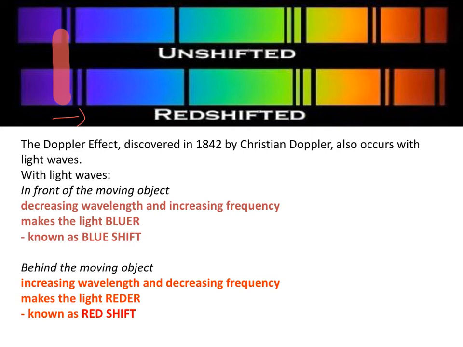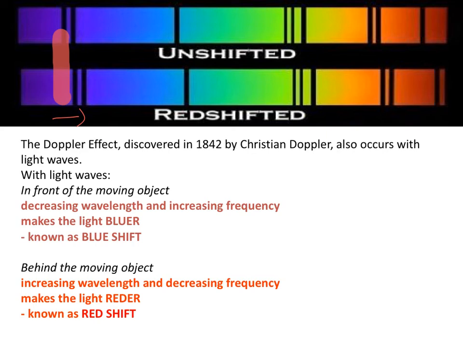Now there are actually two types of this spectral change that we can see in stars. The first one that we can sometimes see is something known as blue shift. Blue shift occurs when we get a decrease in wavelength and an increase in frequency. So a light wave is moving towards us, and that makes the light from that star appear to be bluer, and that's known as blue shift.